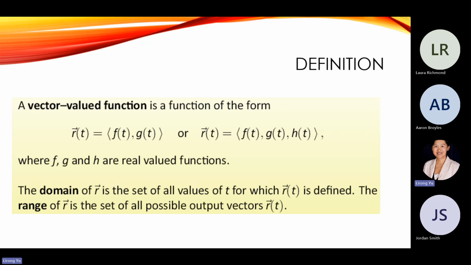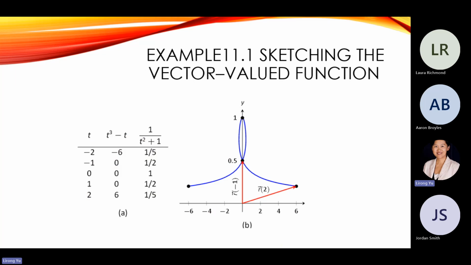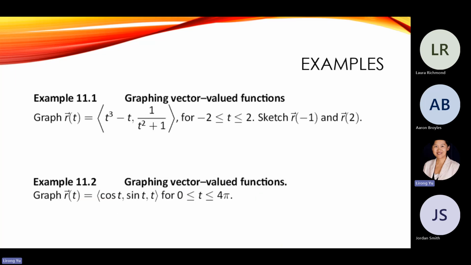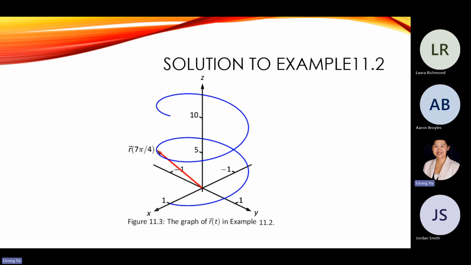Okay, so we were talking about the definition of it. We have f(t) and g(t) for a 2-dimensional function, and we have f(t), g(t), h(t) for a 3-dimensional vector function. And then that was the example we graphed together yesterday, and then we also graphed this one together with the 3-dimensional graph.